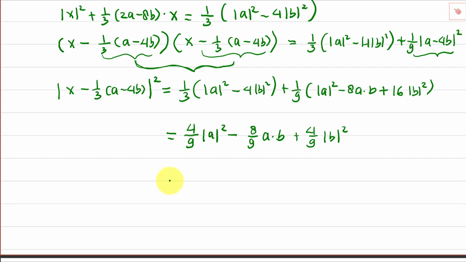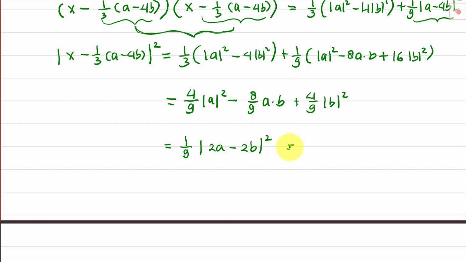And then this is equal to what? 1/9, and then (2a minus 2b) squared. Okay, you can check. When you square this, you get 4a dot a, and then 2 times 2a times 2b is negative 8 a dot b, and then 4b squared. Okay, so like this, and this one can also be written as (2/3 of a minus b) squared.